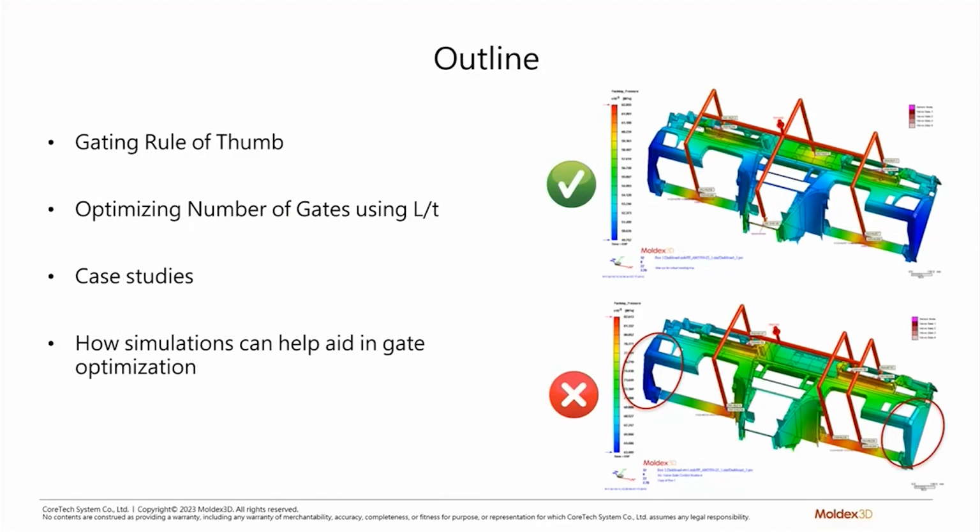So this is going to be the outline of our presentation. We're going to talk about some gating rules of thumb when we are figuring out what kind of gate we need for our parts. We're going to talk about the L by T ratio, which is flow length over thickness ratio, in optimizing the number of gates we need. And then we're going to talk about my favorite part, the case studies on how some of our clients are utilizing the technology in their day-to-day molding operations. So we're going to have some examples. So let's get started.